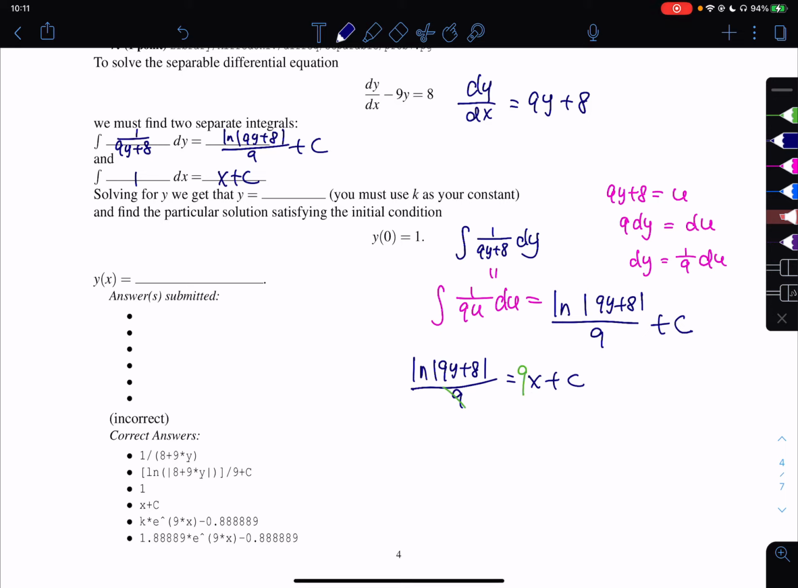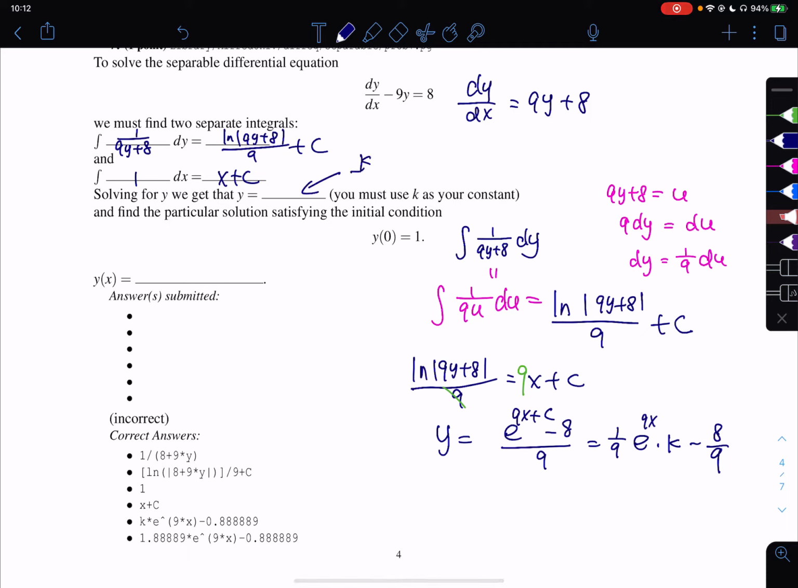So what you end up with is your y is supposed to be e to the power of 9x plus c, and then subtract 8 and divided by 9. So what you end up with is 1 over 9 e to the 9x plus c can be converted into k, multiplied because it's an unknown constant, minus 8 over 9. So this is what you have as a solution here.